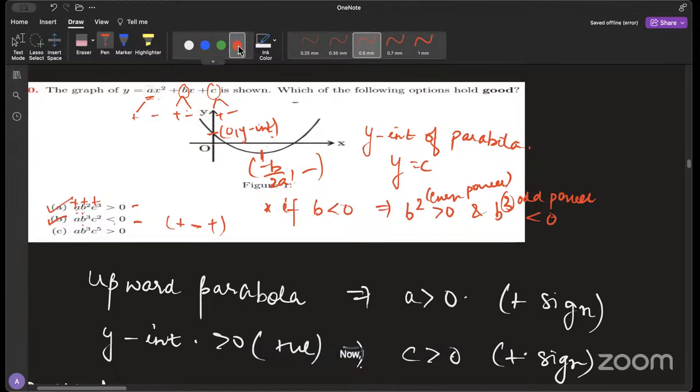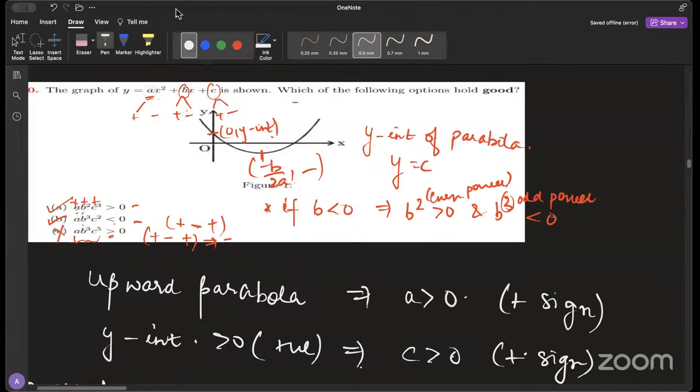Now coming to the third one, you have A as positive, B as negative, and C as positive. That means this entire thing should be negative. This results in negative, right? But it says greater than 0. That means it should be incorrect. But it should be 0.